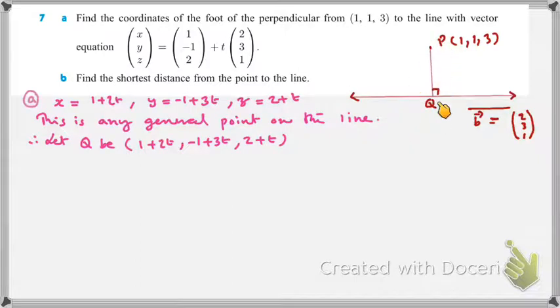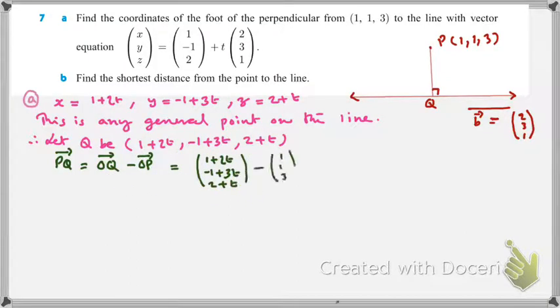So I know the 2 points P and Q. P is (1, 1, 3) and Q is this. So I'm going to find vector PQ, and vector PQ will be OQ minus OP. So I write my OQ point minus OP point. Subtract them. So 1 plus 2t minus 1 is 2t, minus 1 plus 3t minus 1 is minus 2 plus 3t, 2 plus t minus 3 is minus 1 plus t. So that's the PQ vector.